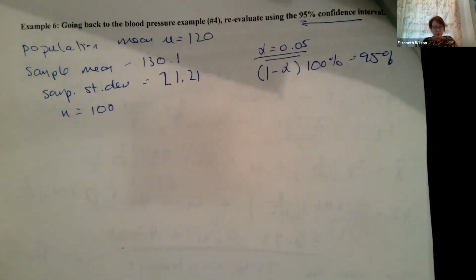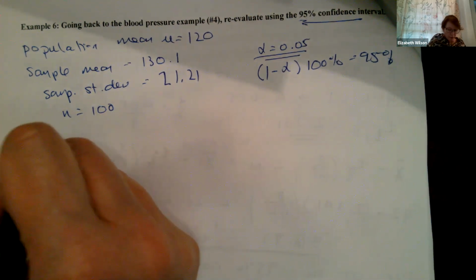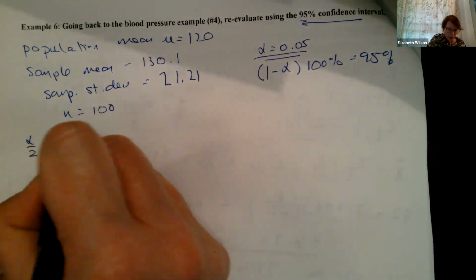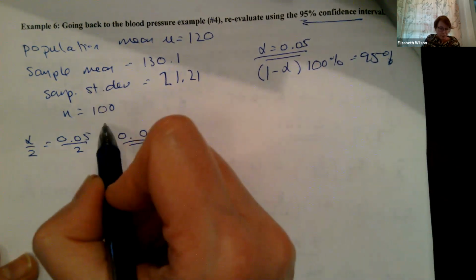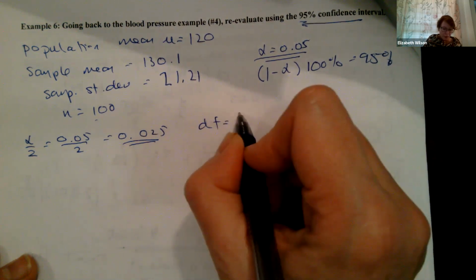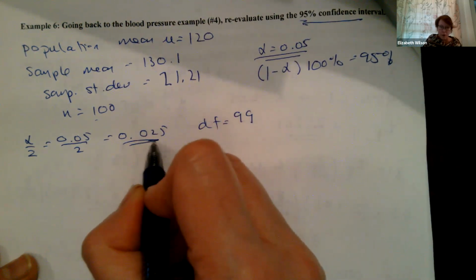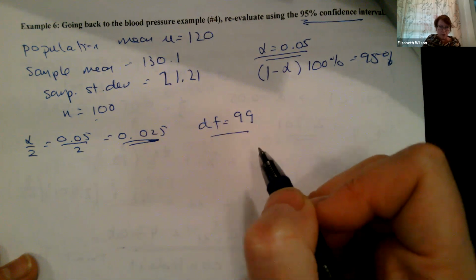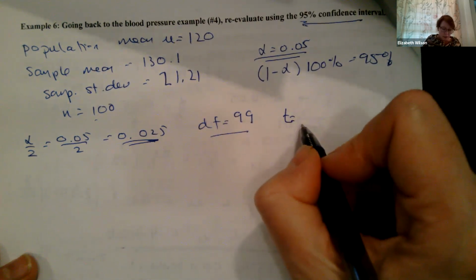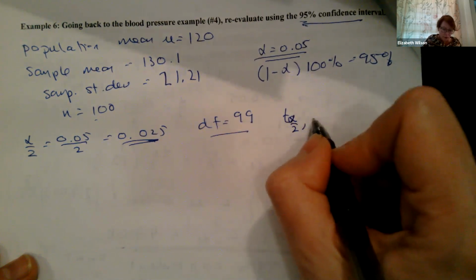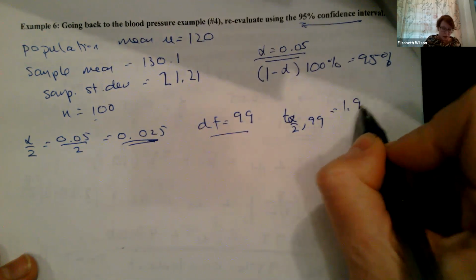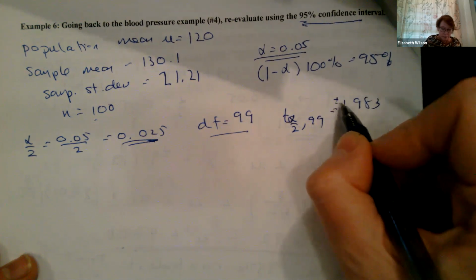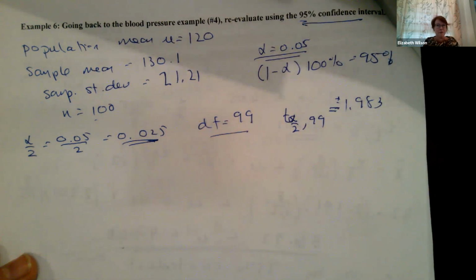Okay, but remember our confidence interval is two-tailed. So now I have to calculate alpha over 2, 0.05 divided by 2, which is 0.025. So given degrees of freedom equal to 99, and an alpha over 2 value of 0.025, I find my t statistic. This is t alpha over 2 for 99 degrees of freedom, and that's going to be 1.983. I got that from my table.